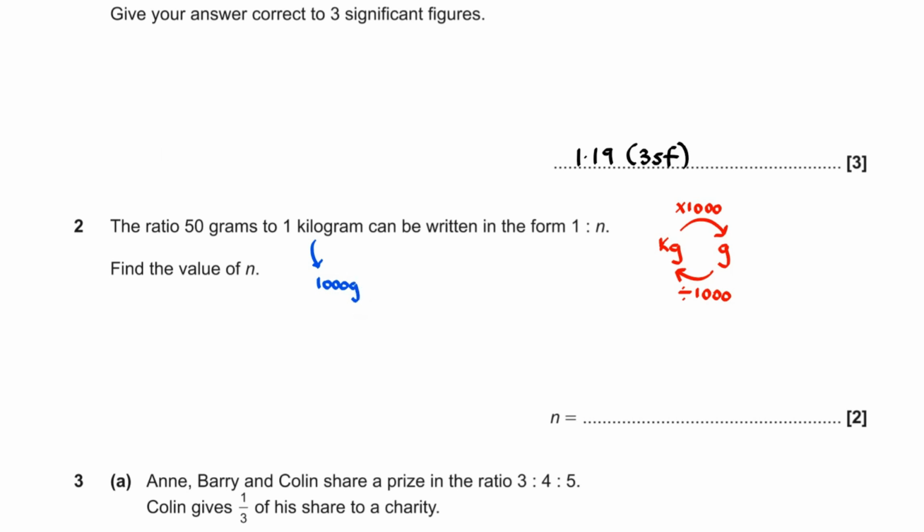And with this, we can express the ratio 50 grams to 1 kilogram as 50 grams to 1,000 grams. And over here, we need to simplify this in the form 1 to n. To go from 50 to 1, we would have to divide by 50, and therefore 1,000 divided by 50, you'd find this to be 20. And therefore you can see the value of n is equal to 20.